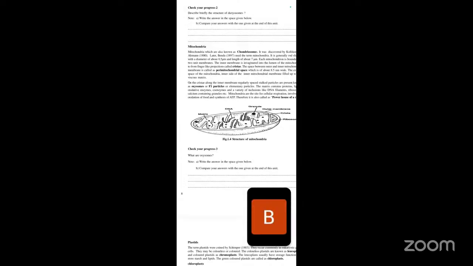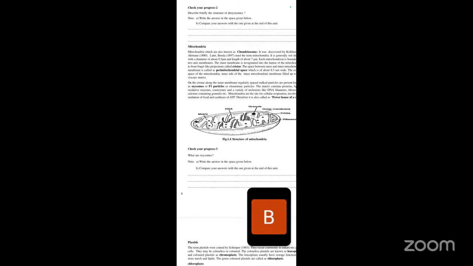Next one, mitochondria. Mitochondria is the double membrane model, also known as the chondriosomes. It was discovered by Kolliker and Altman in 1880. Later, the name mitochondria was given by Benda in 1897.